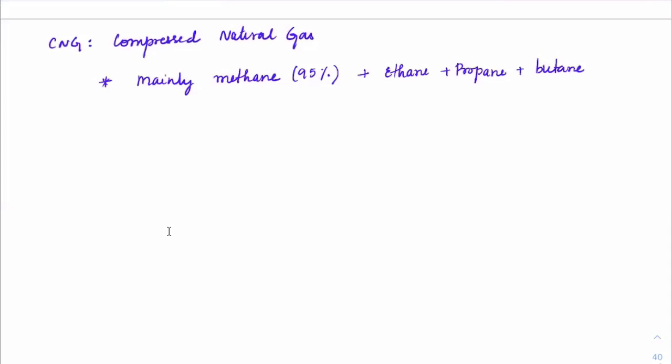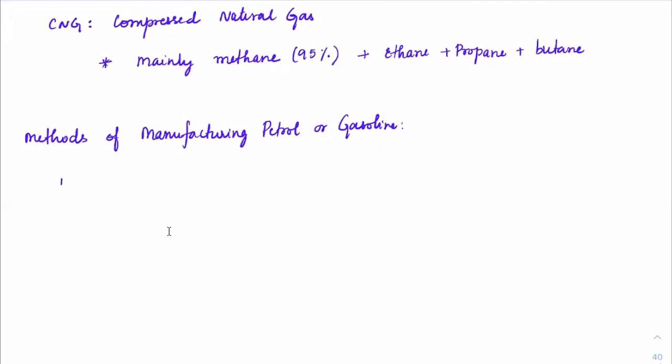Next, when it comes to the methods of manufacturing petrol or gasoline, how do we do that? First, we can do it by cracking. Basically, cracking is the process in which high boiling fractions containing hydrocarbons are strongly heated so that they will convert into smaller hydrocarbons. Okay.